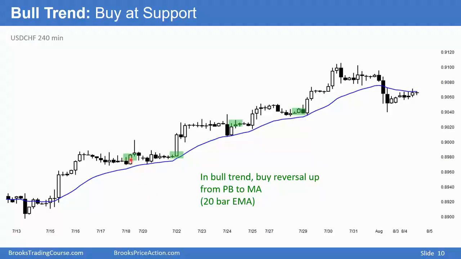It gets near the moving average, and traders start to buy above the high of the prior bar. Near the moving average, they'll buy above the prior bar. Moving average, bull bar, even better to buy above its high. Again, a moving average test, they buy above the high.